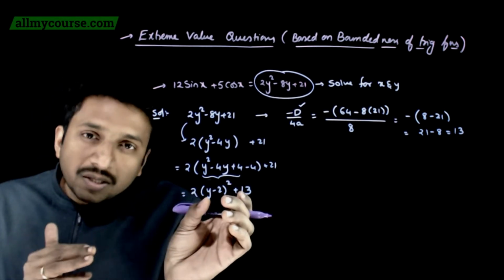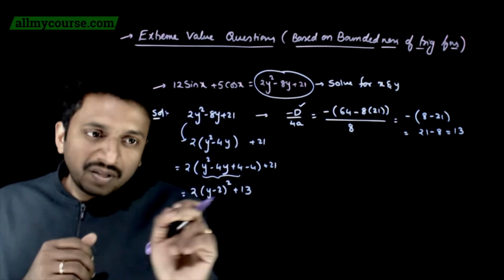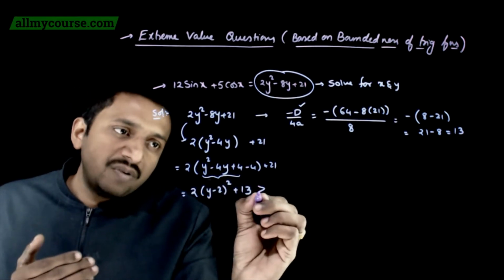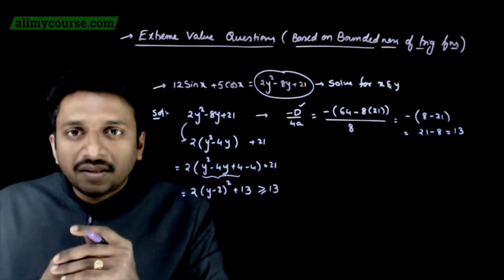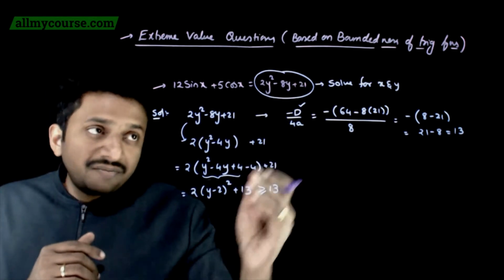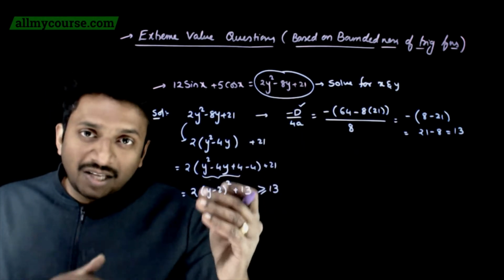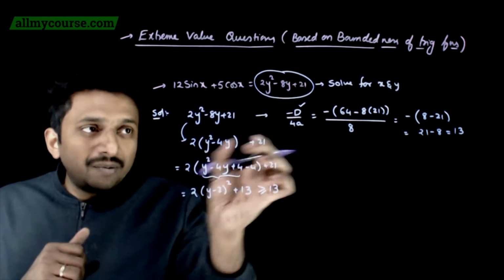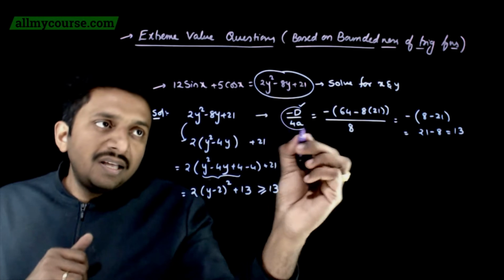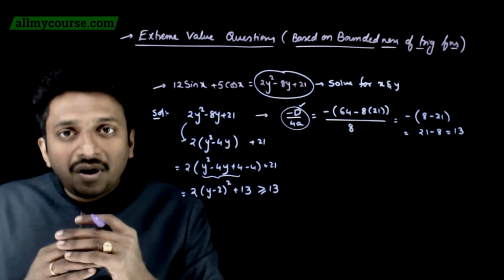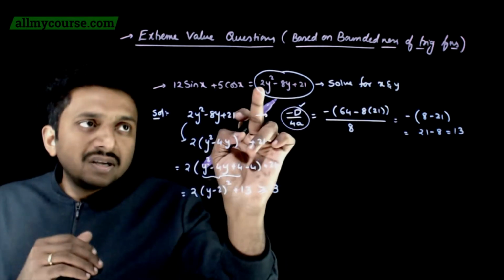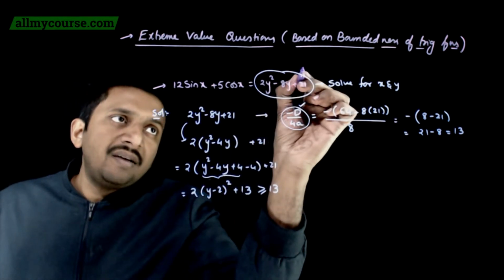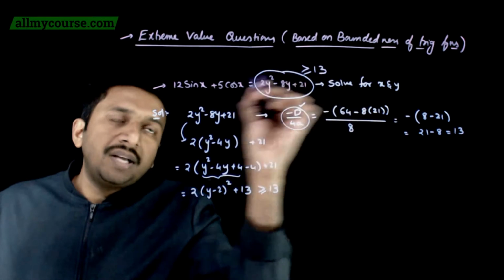Now we know that y minus 2 whole square is always greater than or equal to 0, times 2 is always greater than or equal to 0, plus 13 is always greater than or equal to 13. So we get the same answer from this formula and this method. Actually, this formula is derived by this method. So you can remember this formula: minus D by 4a gives you the minimum value of a quadratic expression whose leading coefficient is positive. Now this side we have found is always greater than or equal to 13.